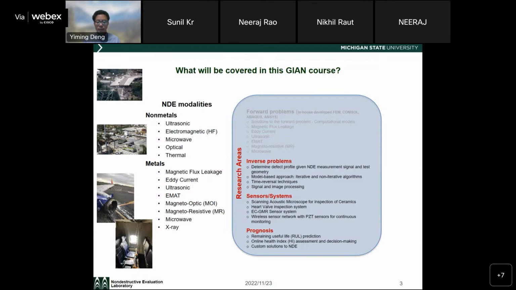Well, for sensors and systems, I will use a couple of applications, and actually the applications here, plus some ongoing efforts at Michigan State. You'll see some of the fascinating research here that we can use to demonstrate my inverse problem concepts in this GIAN class. The last is prognosis. This deals with a lot of data and models. So how can we estimate the remaining useful life?